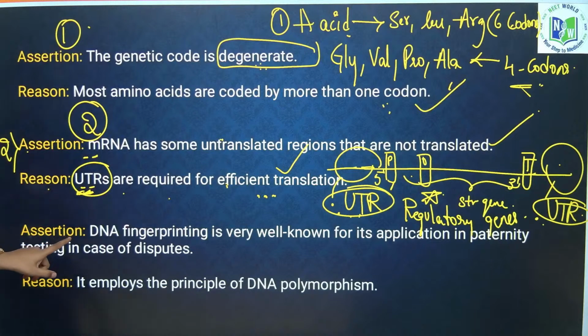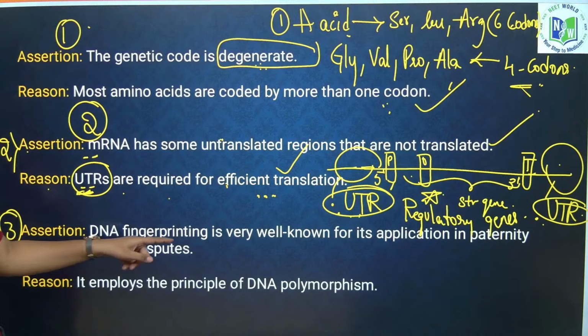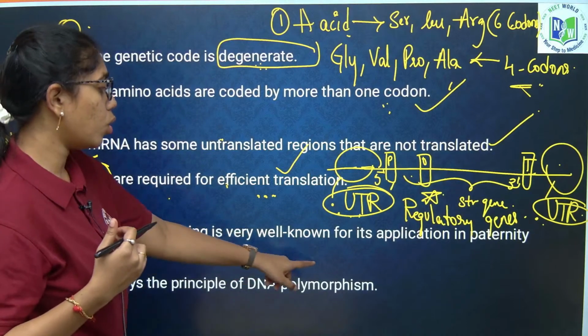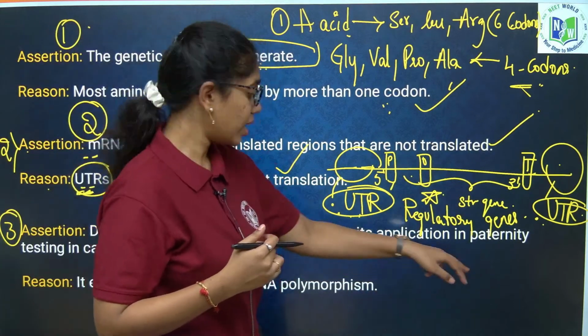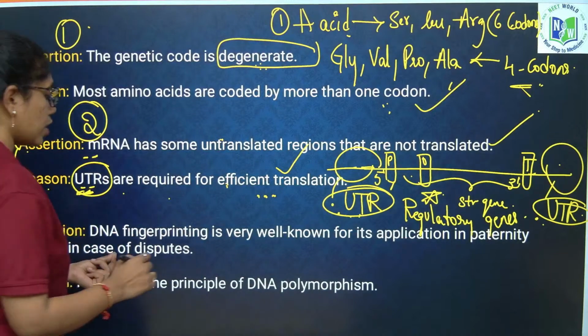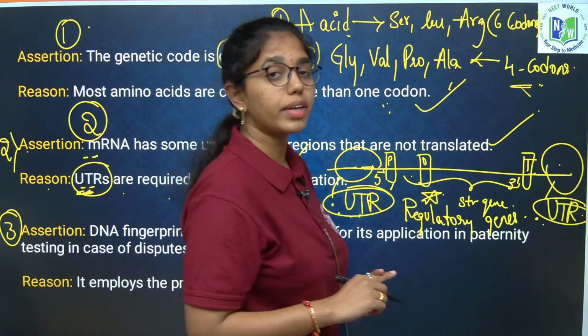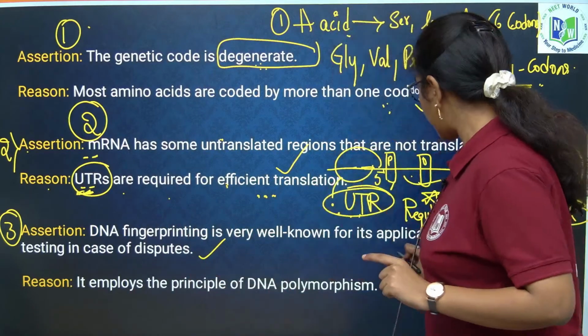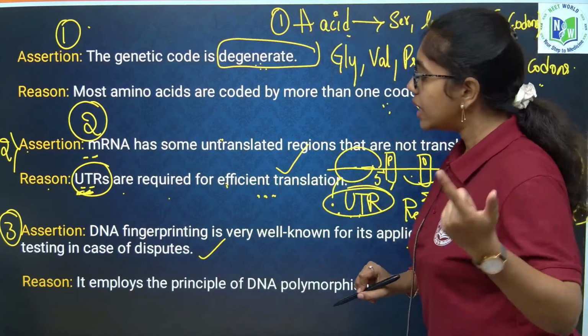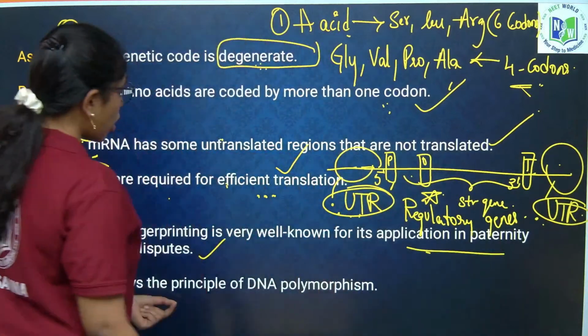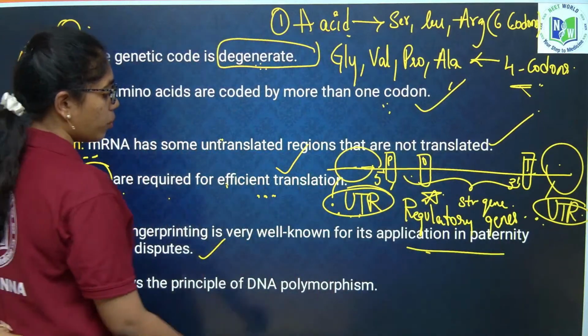Next, third question. If you see the assertion, DNA fingerprinting is very well known for its application in paternity testing in case of disputes. Yes, one of the prominent applications of DNA fingerprinting is clearing paternity issues. Second, the reason: it employs the principles of DNA polymorphism.